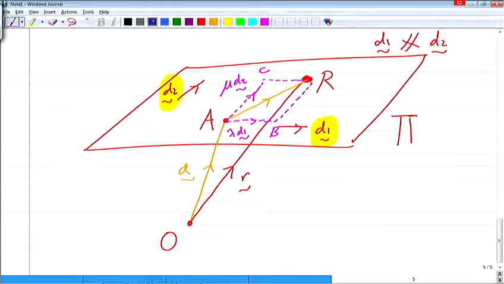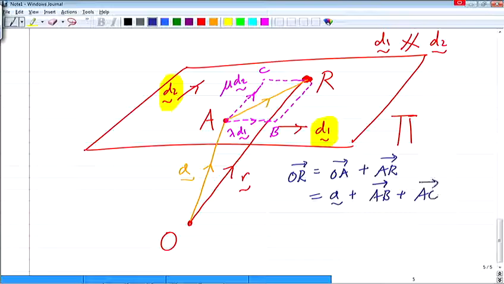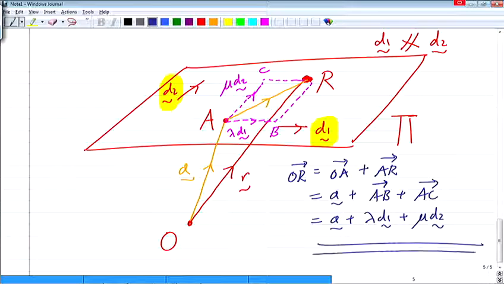So which means, finally, OR is just OA plus AR. And AR is just AB plus AC, based on the diagram, because it's a parallelogram. So finally, AB is lambda D1, and AC is mu D2. So this will give us the equation of the plane, where lambda and mu are of course any real numbers.